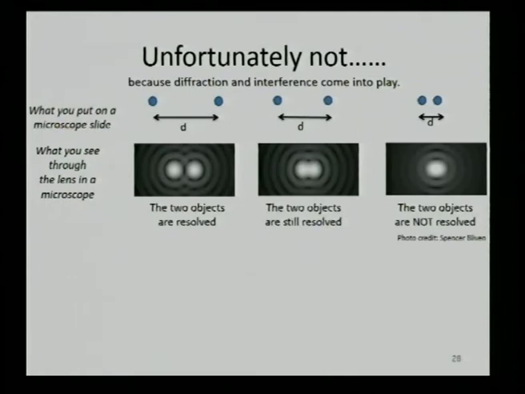This has a very important consequence. When I put 2 point sources together, separated by a distance d, the distance d is very similar to my wavelength. Now, on the top row, you can see where I put the 2 point sources. When I look through the microscope, then I see 2 blurred images.